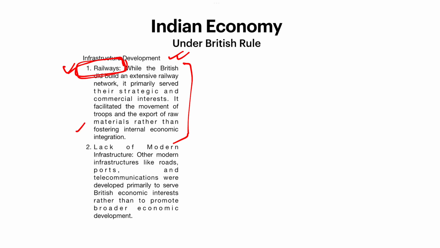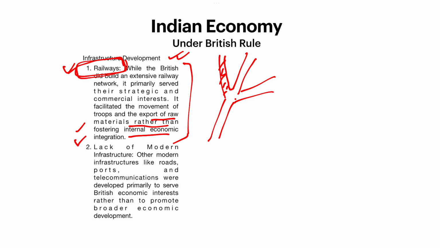So the rail network was their propaganda in a way, showing that they were developing infrastructure in India, but these were just like veins to suck blood from every part of India. All right. So what it says here is that while the British did build an extensive railway network, it primarily served their strategic and commercial interests. It facilitated the movement of troops and the export of raw material rather than fostering internal economic integration.